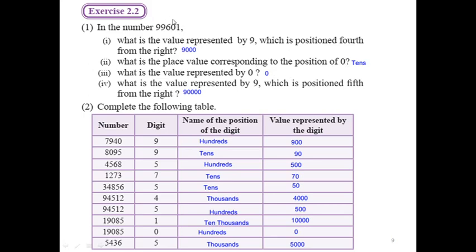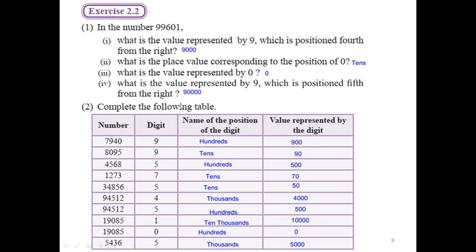What is the place value corresponding to the position of 0? Here ones place, tens place. 0 into 10. Tens place. What is the value represented by 0? That is, value represented by 0 is 0 into 10, 0. What is the value represented by 9, which is position 5th from the right? This one. It is 90,000. That means this is in 10,000 place. 9 into 10,000 is equal to 90,000.